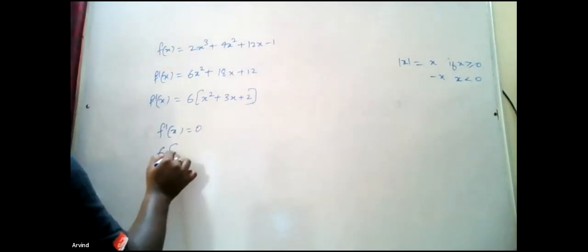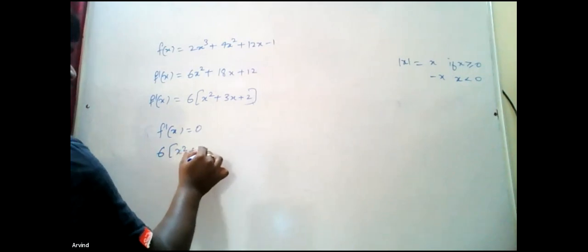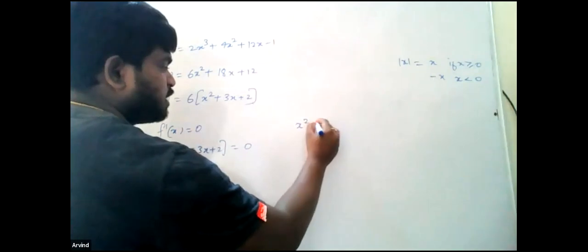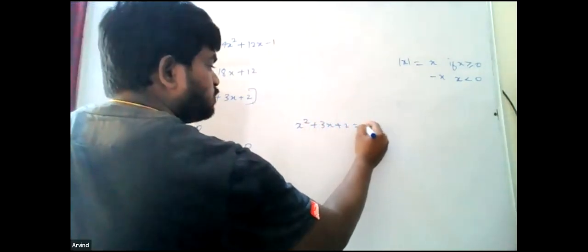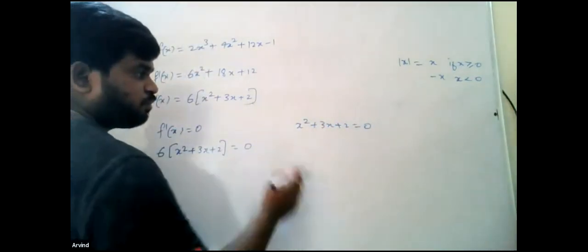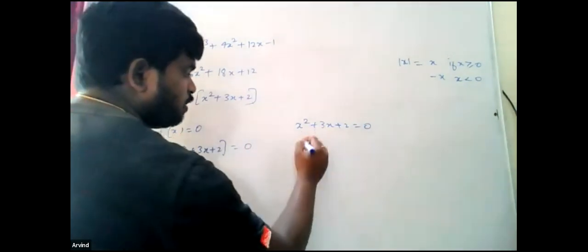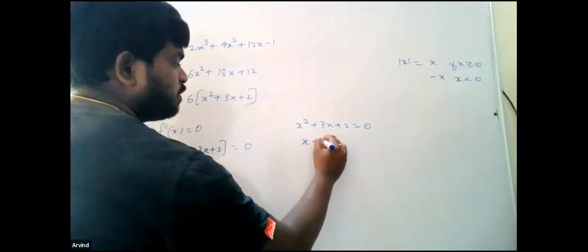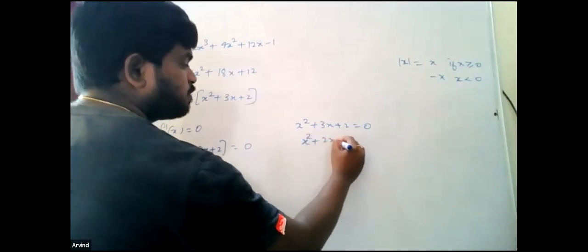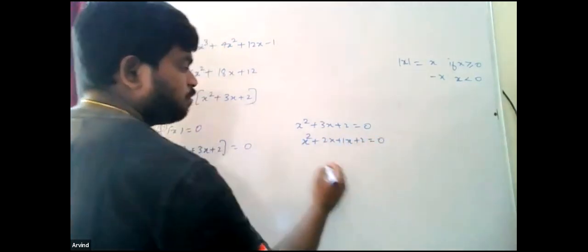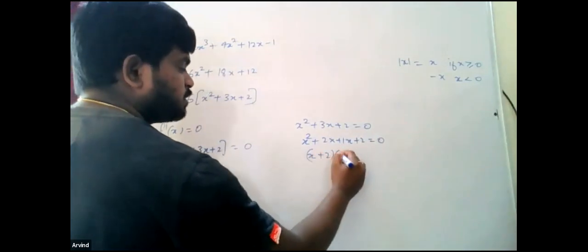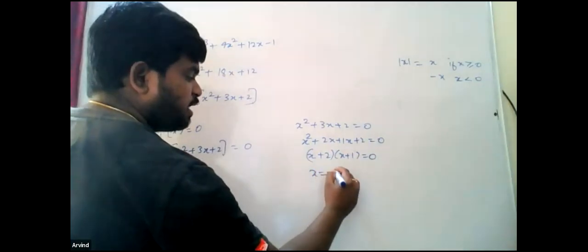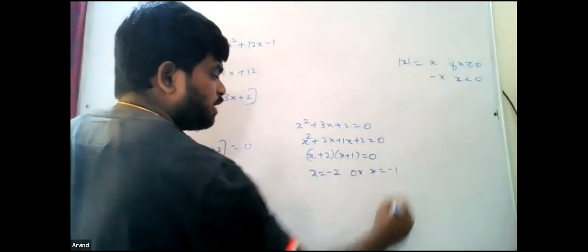Then what happens, 6 into x square plus 3x plus 2 is equal to 0. So you get this quadratic equation, x square plus 3x plus 2 is equal to 0. Directly, x square plus 2x plus x plus 2 equal to 0, that is x plus 2 into x plus 1. I hope you guys know it. So x is equal to -2 or x is equal to -1.